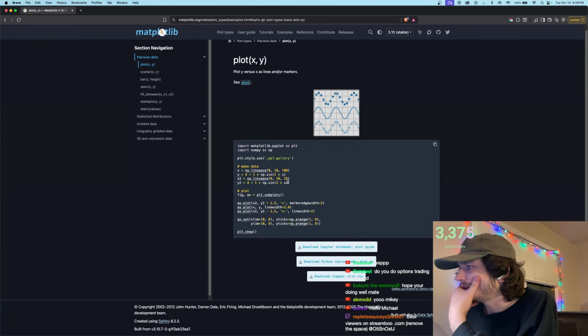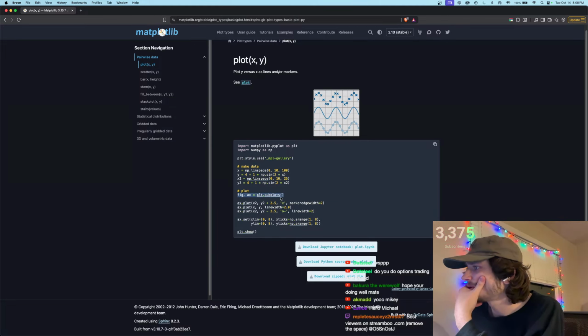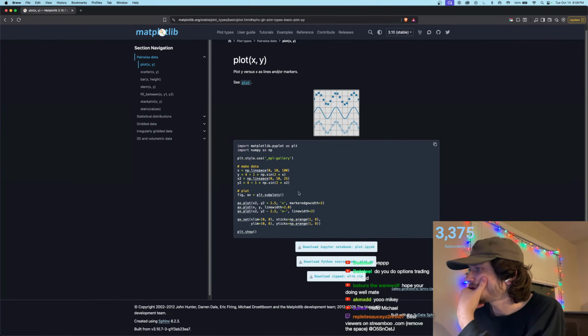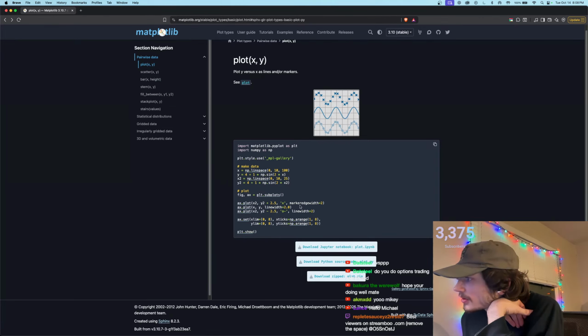Okay, x data, y data, x2, y2. You have plot, which is your figure and your axes, and you plot axis dot plot, axis dot plot, axis dot plot onto the overall figure.